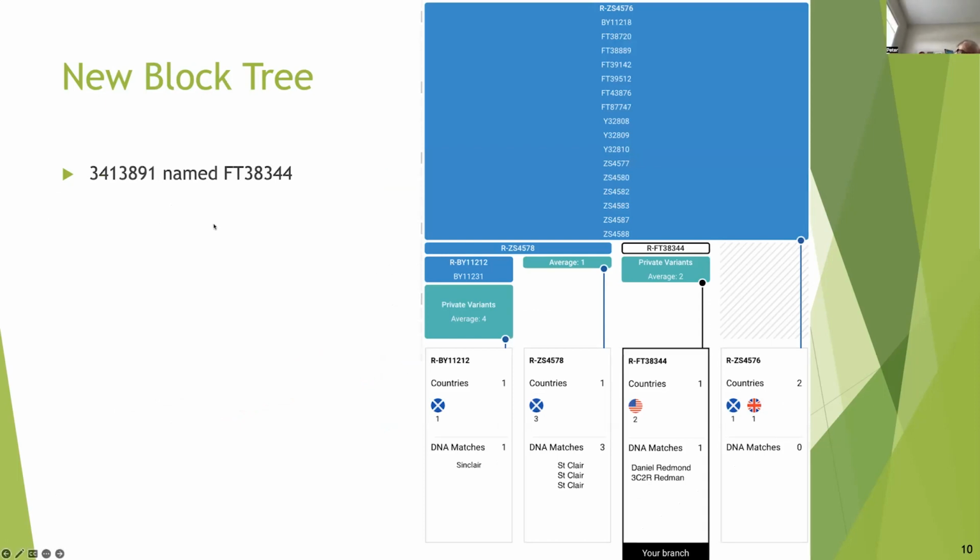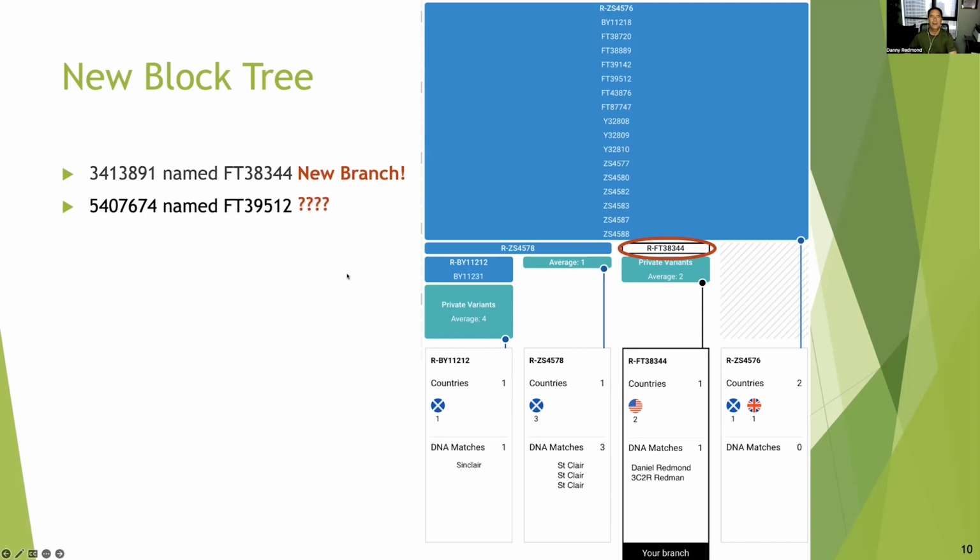So now I've got a brand new block tree, and this is what it looks like. You see my cousin has joined me over here, and one of the SNPs, the private variant 341, became FT3844. Well, that's my new branch with my cousin. Remember, I had two, right? The second one was FT39512. I would think it would be what we call an equivalent SNP. That was what I was expecting down here because I shared it with him. But I don't see it. It took me a few minutes to figure out what's going on. When I say equivalent, if you look at this BY11212, there's another SNP below it. That's an equivalent. I'll talk a little bit more about that in the coming slides.